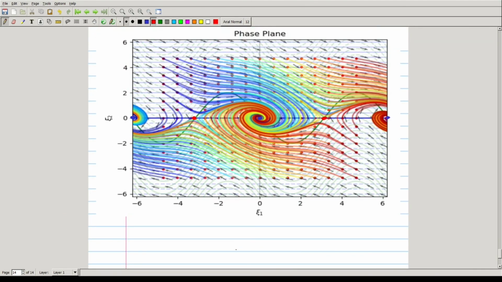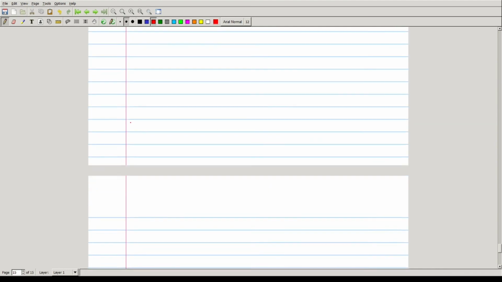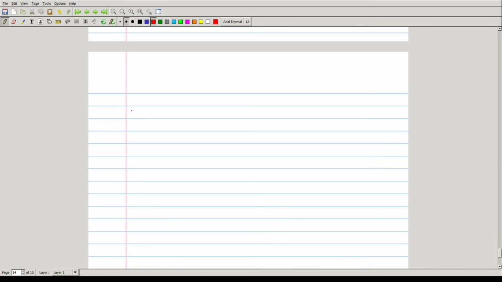So let's go through and really practice this. We'll do this now for the non-dimensional Lotka-Volterra equations, which we talked about in class before. These are the predator-prey equations from our population models.